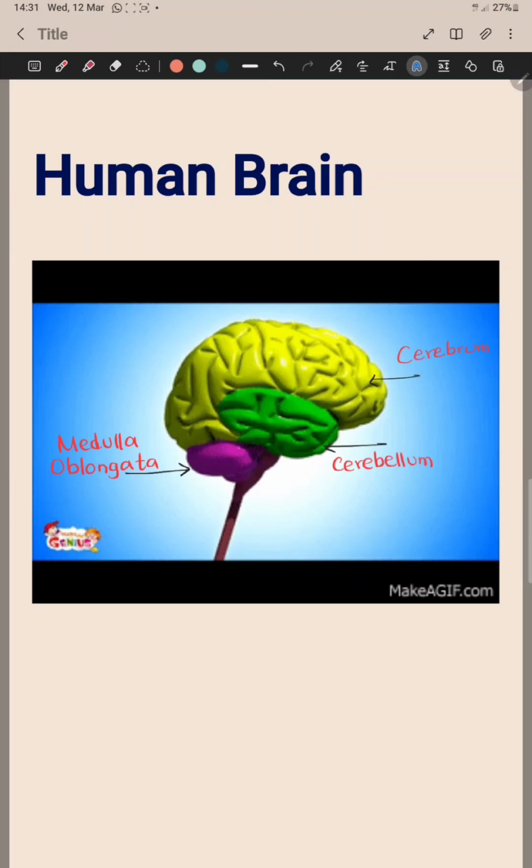Let's move on to the human brain. The human brain consists of 3 main parts. They are the cerebrum, cerebellum and medulla oblongata. The cerebrum is the largest part of the human brain. It consists of 2 hemispheres. The outermost part of the human brain is called the brain cortex. It is highly convoluted to increase the surface area.